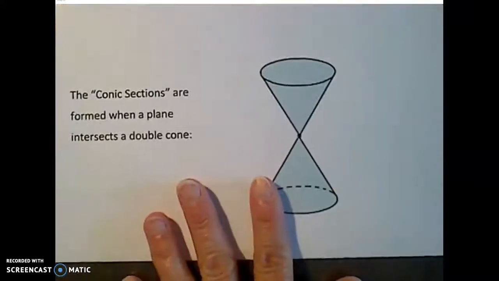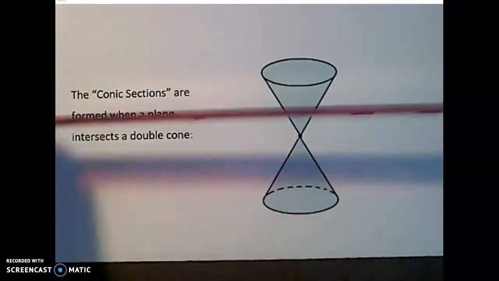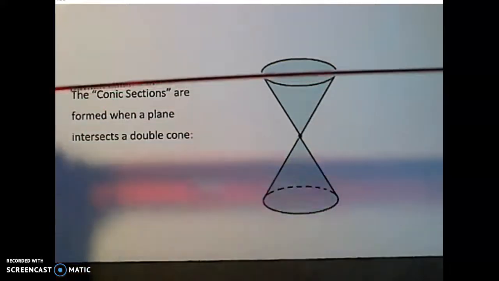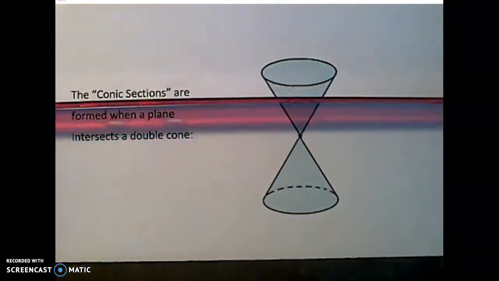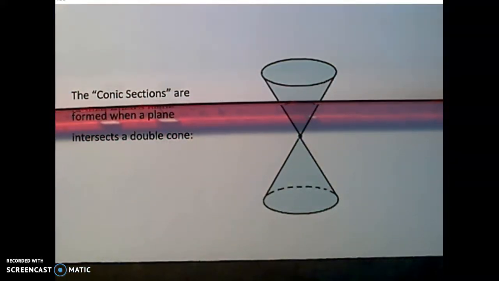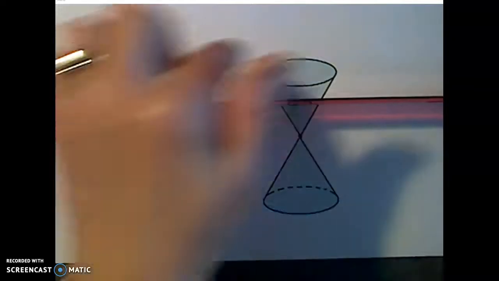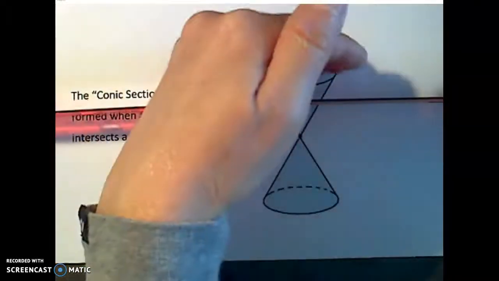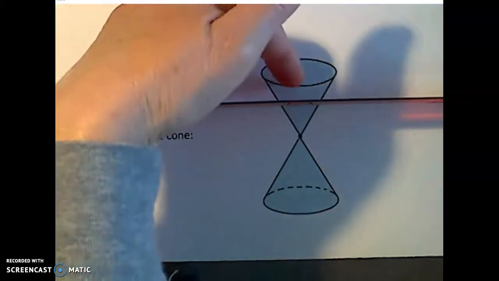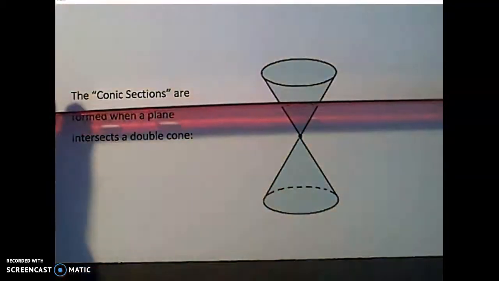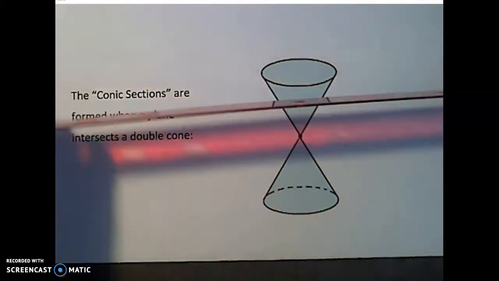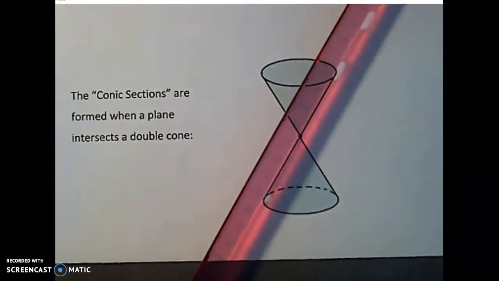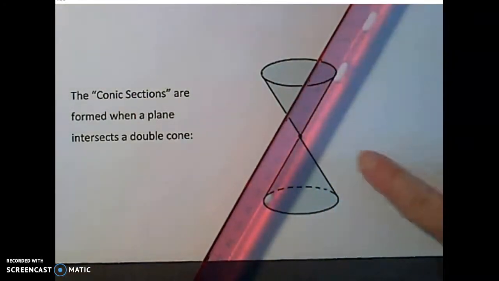All of our conic sections come from when a plane, a flat surface, intersects a double cone. We saw this one first. If I could slice my cone with my plane, my flat surface, parallel to one of the faces of the cone, and chop off the top of that cone and look at the cross section that's left, I formed that circle.